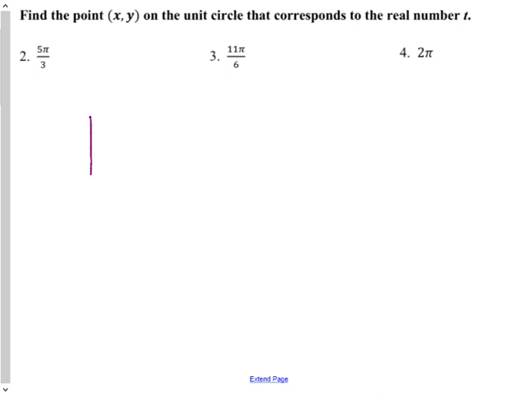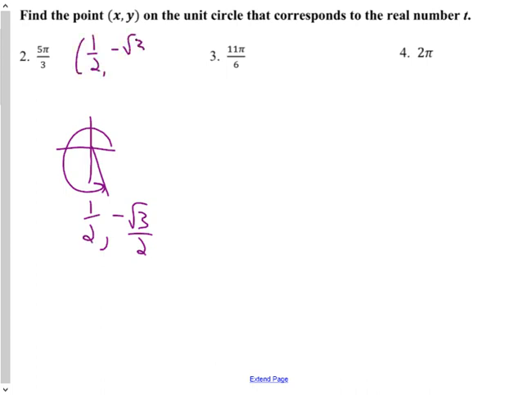Okay, right, 5π/3 is going to be in this quadrant down here, probably about there. This is the one that has a negative y value, positive x value. So that is my point, 1/2, negative root 3 over 2.